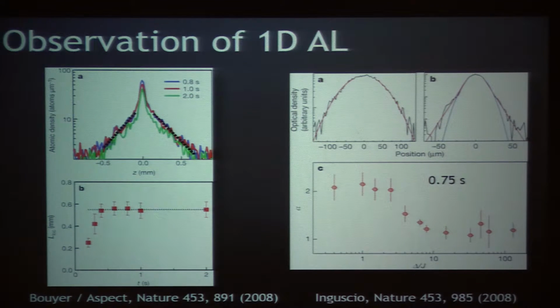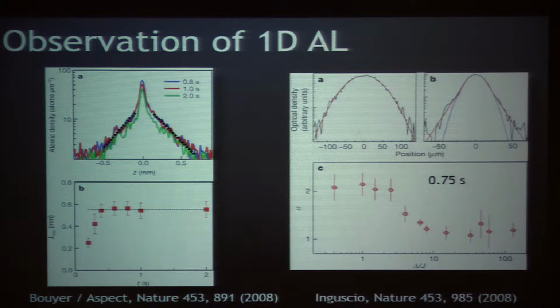Let me tell you some more things they found out. Inguscio also carefully tested how exponential those tails are. This is a little complicated, but they fit the profile to some function which could interpolate between a Gaussian, which is what you expect if you just let the gas expand without disorder, and something exponential. That fit value, shown versus disorder, is 2 if it's Gaussian and 1 if it's exponential. They carefully studied the changeover to having exponential tails, and they found the tails are very exponential within their error bars.